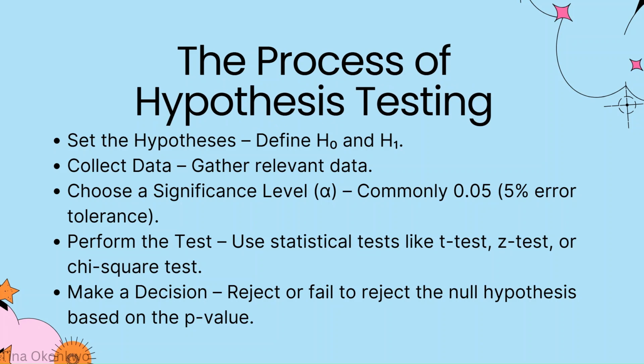Perform the test. Use statistical tests like the t-test, z-test, or chi-square test to analyze the data. Make a decision. If the result is below your significance level, say 0.05, you reject the null hypothesis. If not, you fail to reject it.